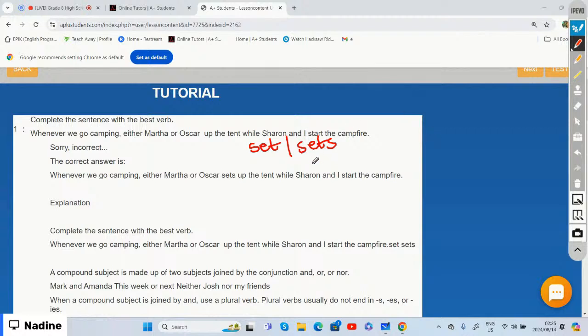And if we were to choose the correct one, we would say, whenever we go camping, it's either Martha or Oscar that sits up the tent while Sharon and I start the fire. Because they're not saying both Martha and Oscar, which means that it's either one of them. So it's either Martha or it's Oscar. It's one of them, which means that it is singular. So if it's singular, then our singular verb ends with an s.